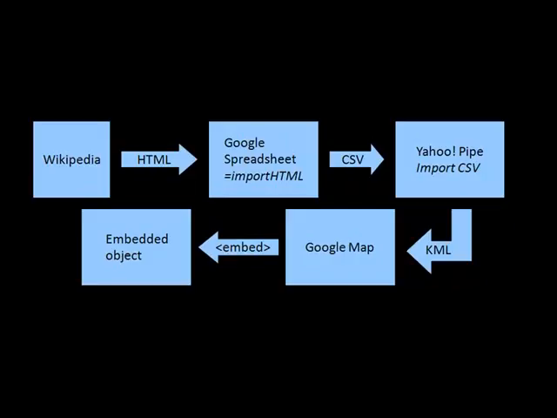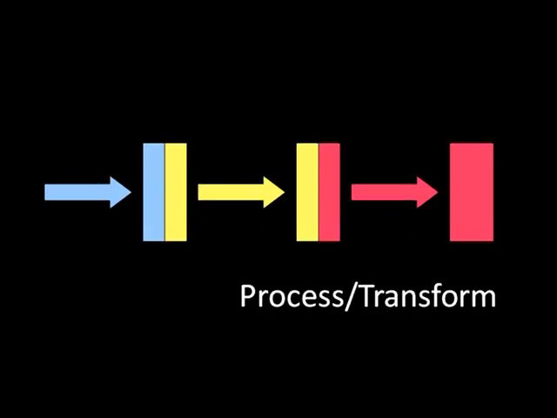So what we've got: Wikipedia, we grab the URL from the HTML, we put it into a Google spreadsheet, use the import HTML formula, grab the CSV out from that into a Yahoo pipe, which does a conversion once we add the geodata into KML, which Google Maps will render for us. Okay? So as part of the workshop, I suggest you try and give that a go, or something similar. It's quite a fun activity to do.